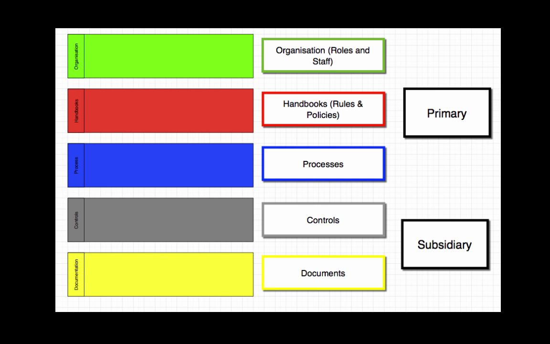In Ariadne, there are three primary streams: organization, colored green, containing roles and people; red for handbooks containing internal and external directives; and blue for process steps, usually organized by responsibility.